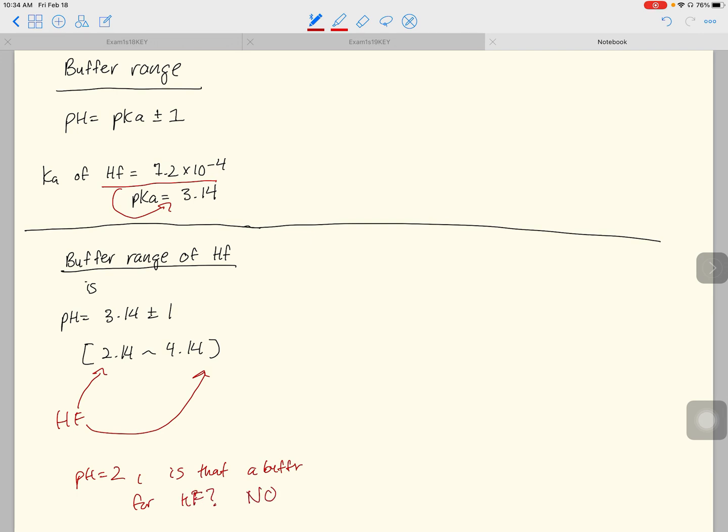No, because it's outside of this range. And so the buffer range just tells us what pH the buffer needs to be for it to be a buffer.